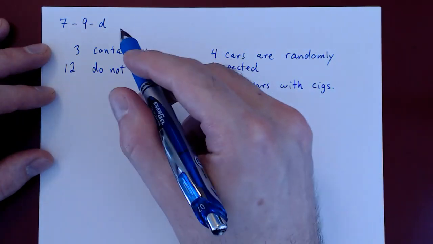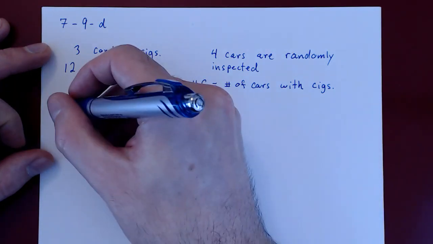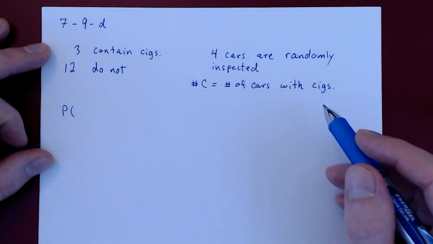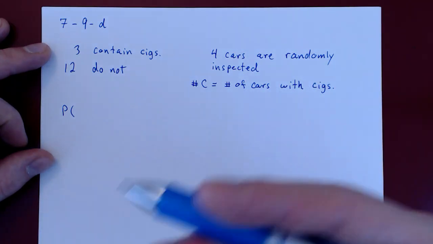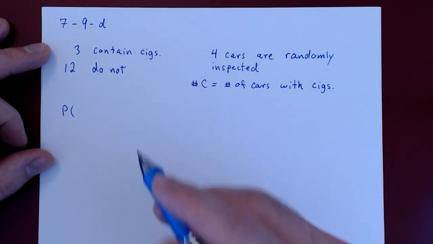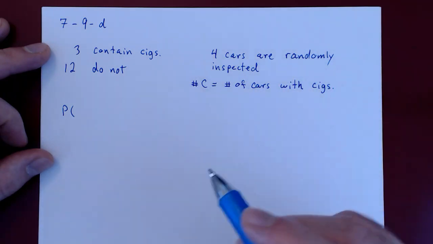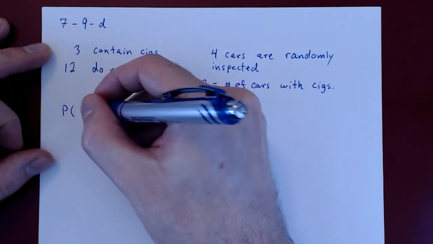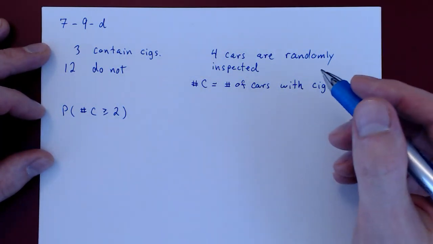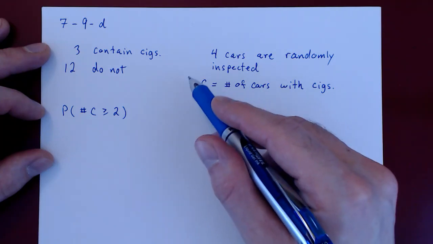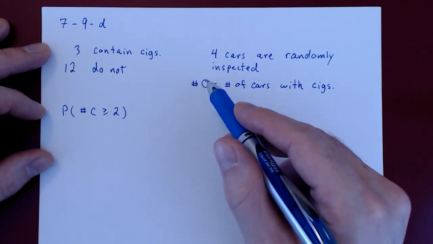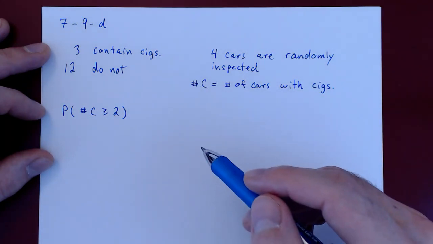And the question in D is to find the probability that out of the 4 selected cars for inspection, at least 2 contain counterfeit cigarettes. So we want the number of cars that contain counterfeit cigarettes out of the 4 cars selected for inspection to be at least 2. We can write this very concisely like this. What are the possible values for this quantity? Out of the 4 selected cars, how many contain counterfeit cigarettes?